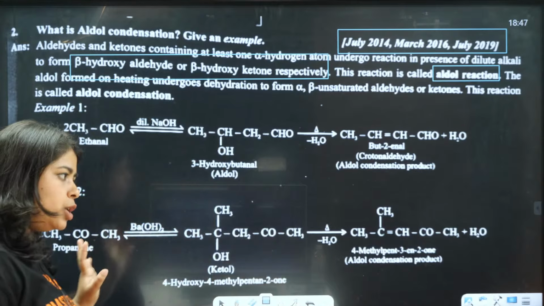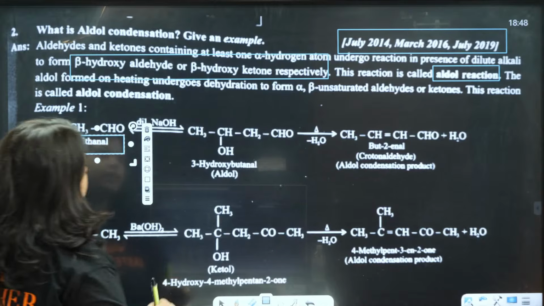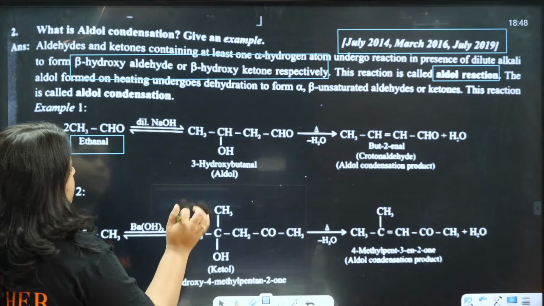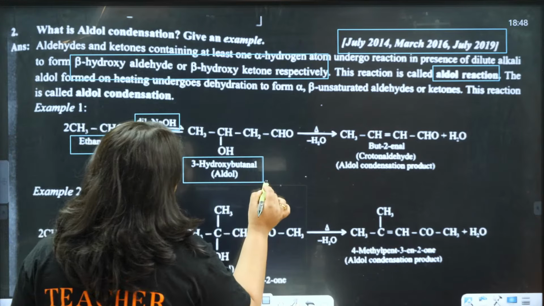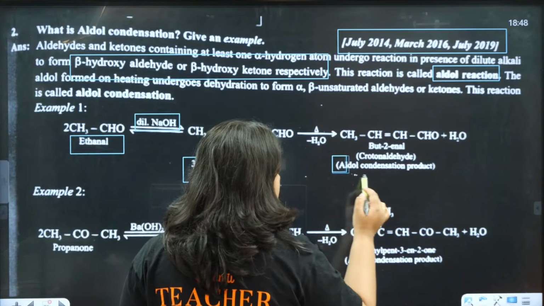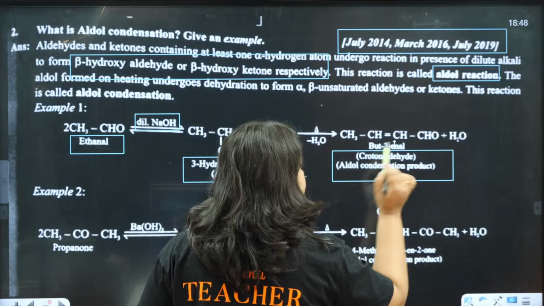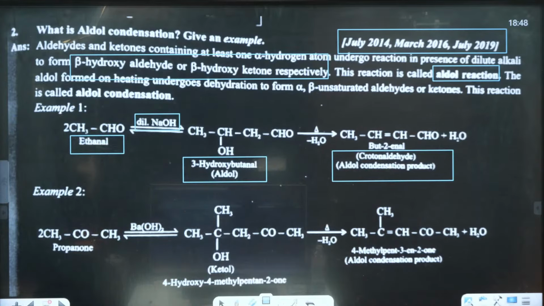Very simple. For aldol condensation, just remember one thing: we take ethanal in the presence of dilute NaOH, and we get 3-hydroxybutanal, the aldol condensation product. With the help of this, the other examples are also going to be formed.